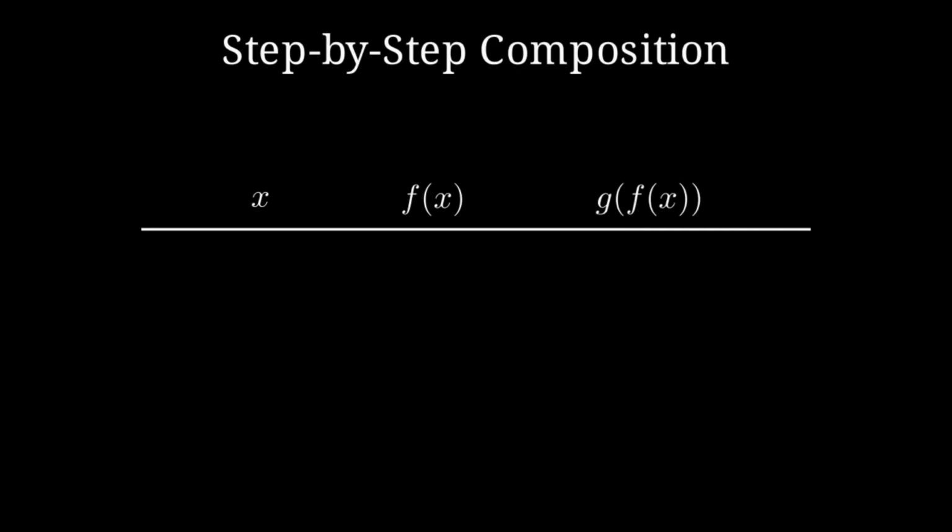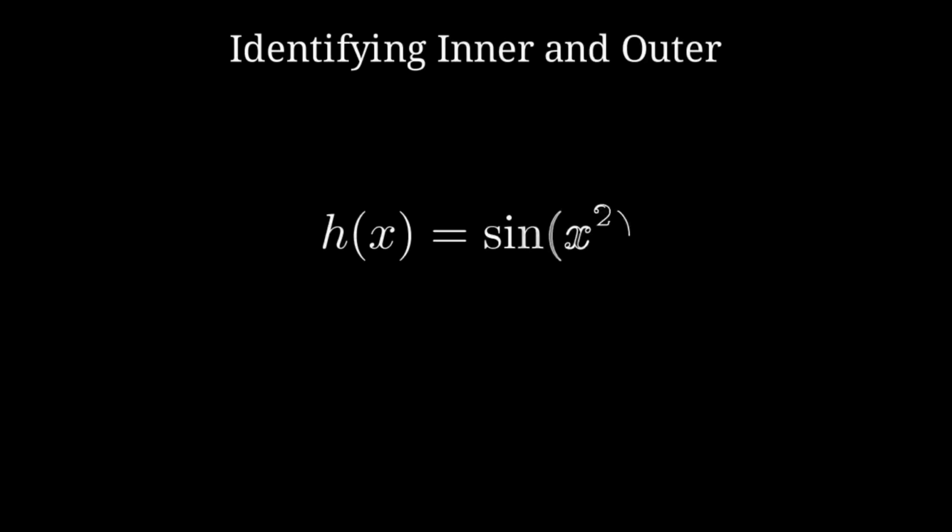Using a table of values is a great way to verify your work. By tracking a single input through both stages, you can confirm that your algebraic composite formula yields the correct final output. Often in calculus, you need to decompose a function.